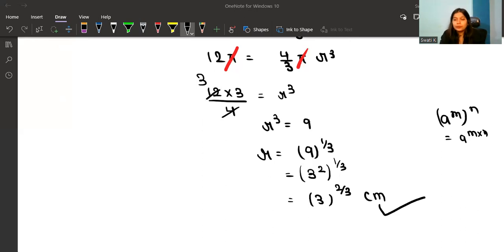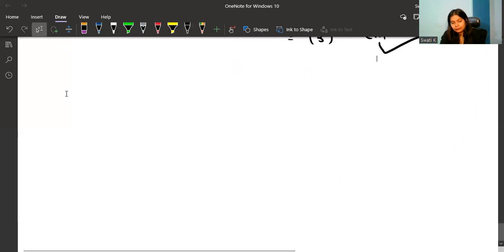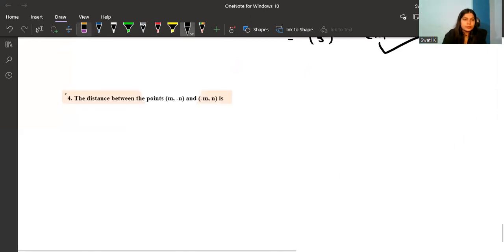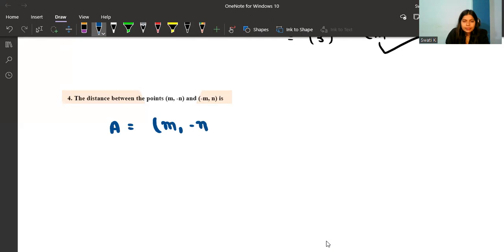So try to write down as few things as possible so that you can get the answer quickly, because this is for 1 mark. Okay, the next question is the distance formula. The distance between the points this and this is. So we have a distance formula. Okay, so imagine I'm taking this point as A and the coordinates are given m comma minus n, and I have the point B and the coordinates are given minus m comma n.